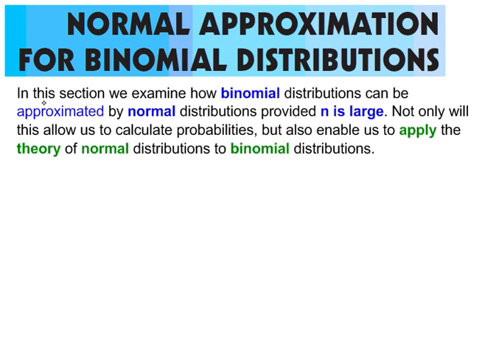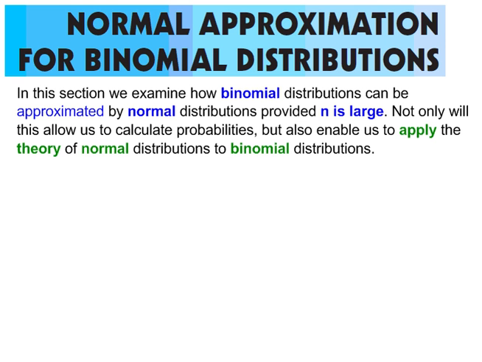In exercise 8c, we look at how a binomial distribution can be approximated by using normal distributions, provided that the sample size is large. Not only will this allow us to calculate probabilities, but also enables us to apply the theory of normal distributions to binomial distributions.